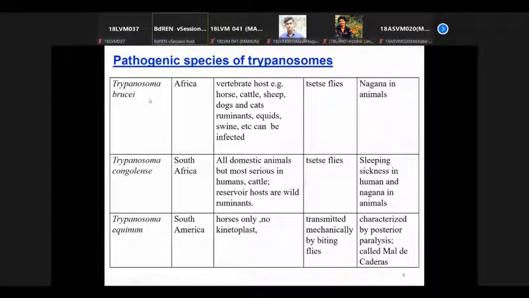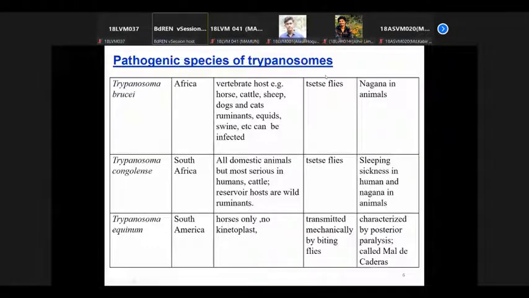Trypanosoma brucei is found in Africa. What are the vertebrate hosts? Horses, cattle, sheep, dogs, and cats. Ruminants, equids, swine, etc. can be infected. So it is widely hosted, you see. The vector is the tsetse fly. You know the tsetse fly? The condition is called Nagana in animals. Nagana.